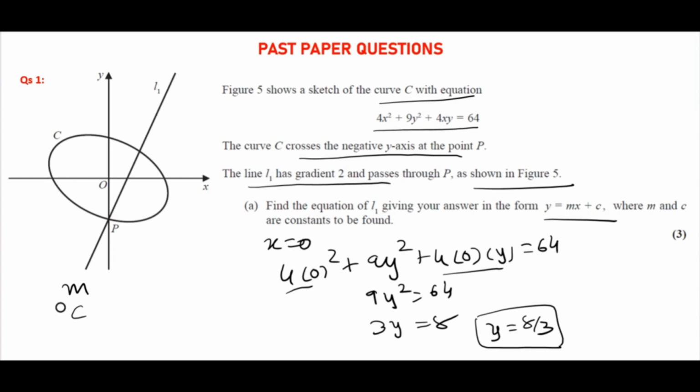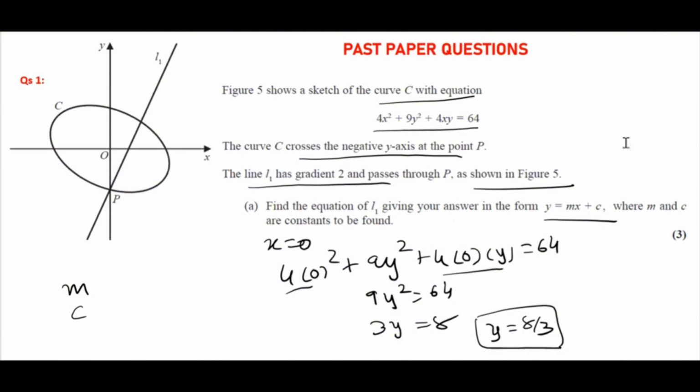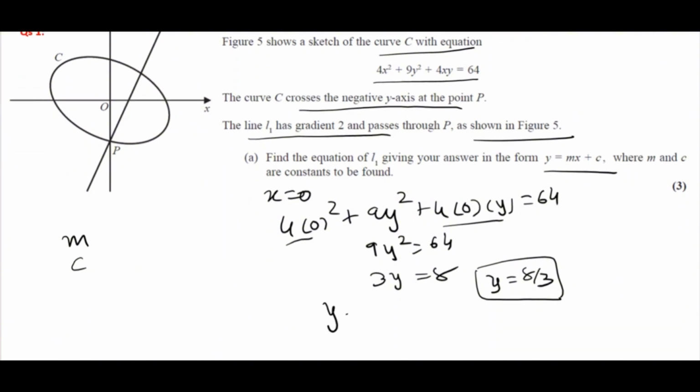Now, we know the gradient is 2. So we can now make the equation y is equal to 2x minus 8/3, because they are telling us negative y-axis. So this is the part A answer, because we have to find y is equal to mx plus c, and this is our equation, right?